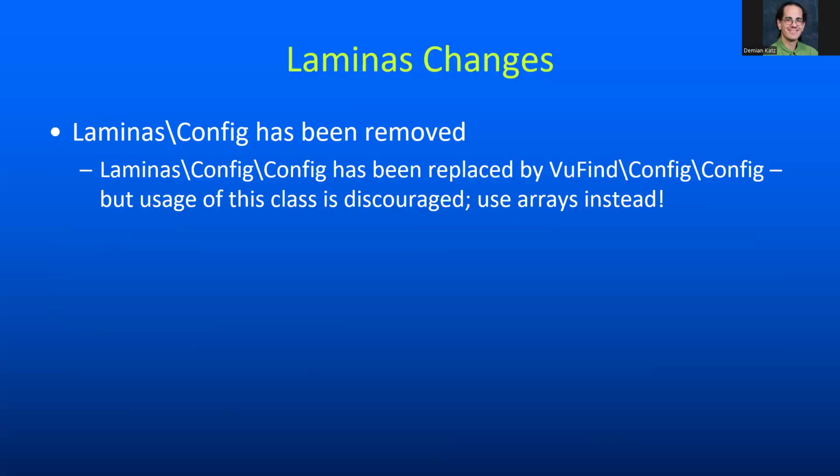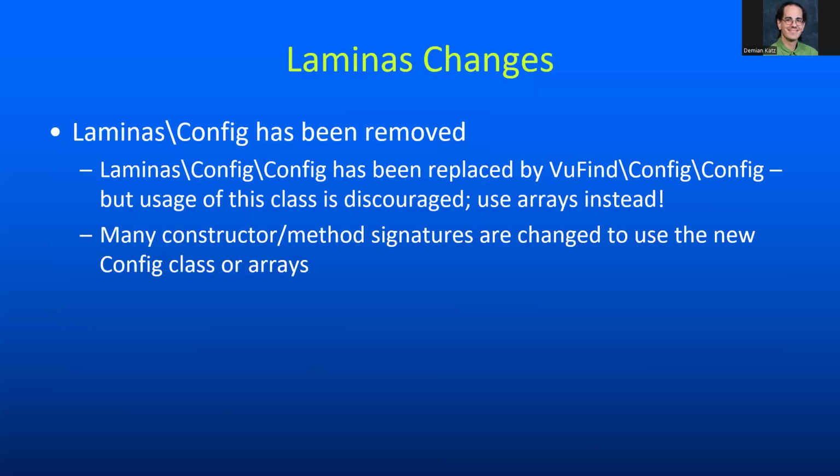First of all, the Laminas config class, which wraps around configurations, has been replaced by a homegrown VuFind config class, which does the same thing, but is not part of the library. It's just local code. But we didn't build this because we plan to use it forever. We built this to soften the blow of removing the Laminas config library. We are working toward just using arrays to represent configurations instead of using this somewhat confusing object structure. So you'll see VuFind config used in various places, but expect that in future releases it will be completely gone.